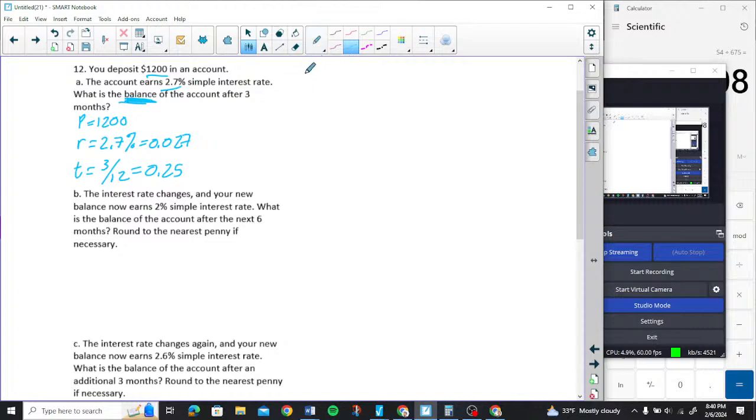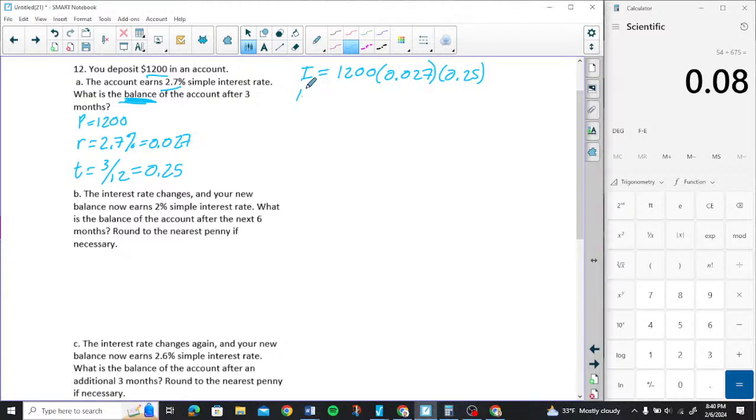So that means that we need principal and interest. So I equals 1,200 times 0.027 times 0.25. $1,200 times 0.027 times 0.25, and that gives us $8.10. So our balance is then $1,200 plus $8.10, which means our balance after 3 months is $1,208.10.